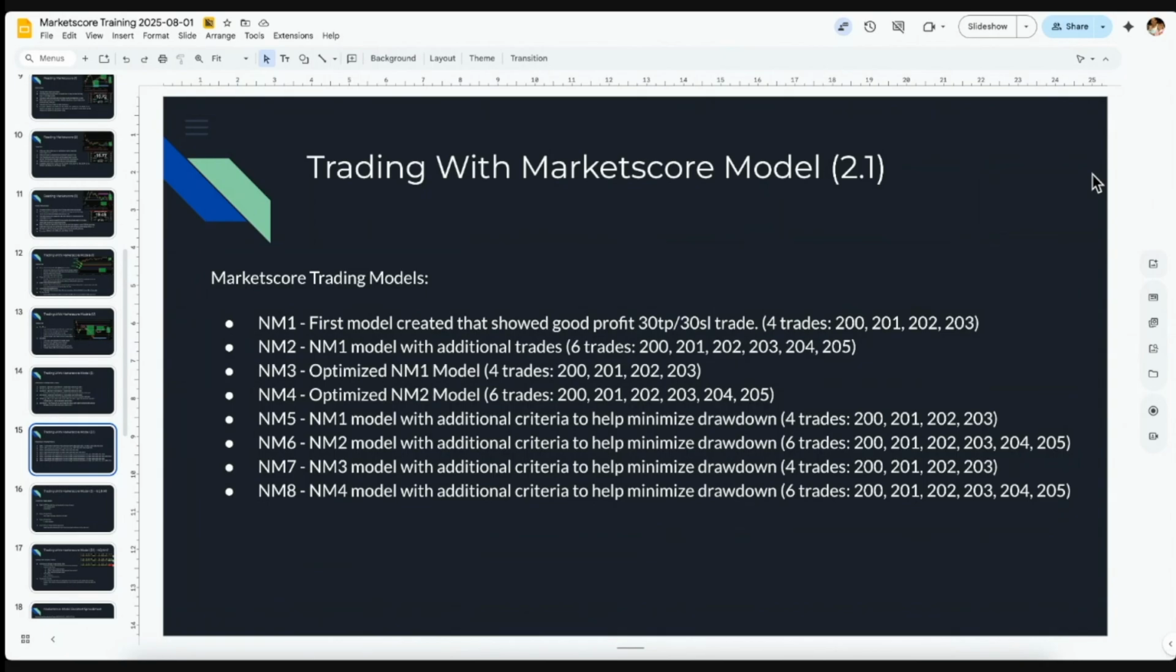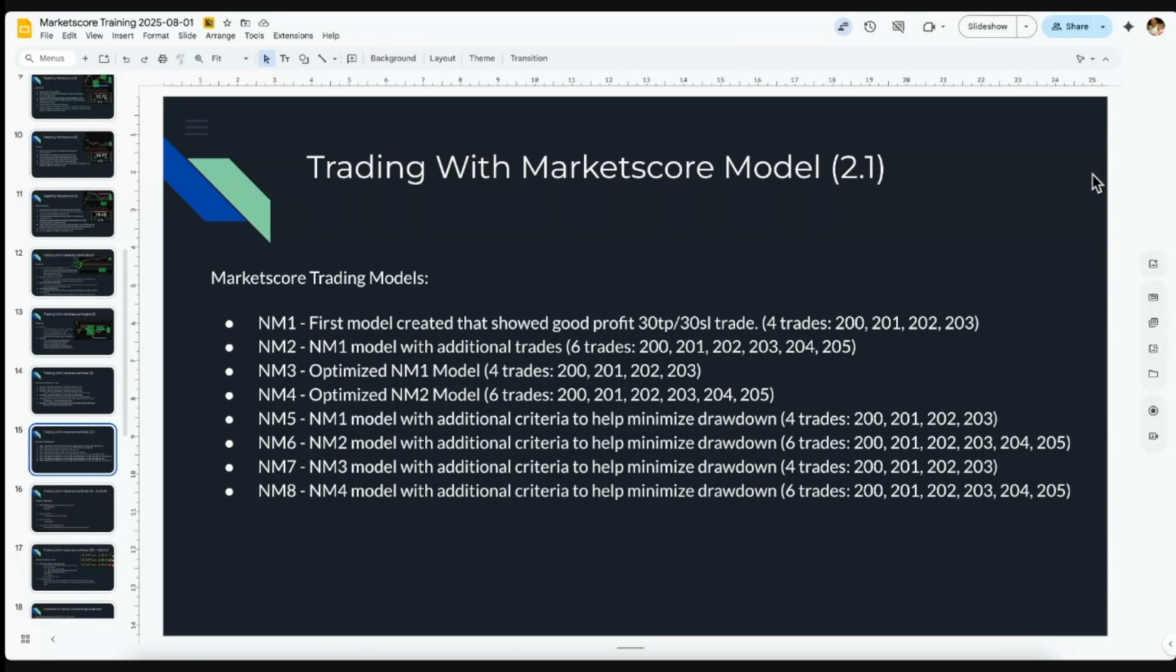And so I created basically the 204 and 205 trade. NM3 is an optimized version of NM1, still only using the 4 trades. NM6 is NM2 with optimized across the board for all the trades. Then I went through and I looked at how it was getting into the trades, and I wanted to find a way to minimize the drawdown.